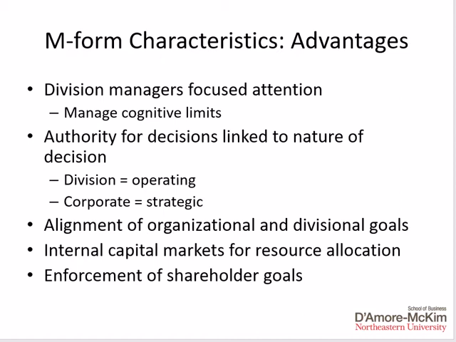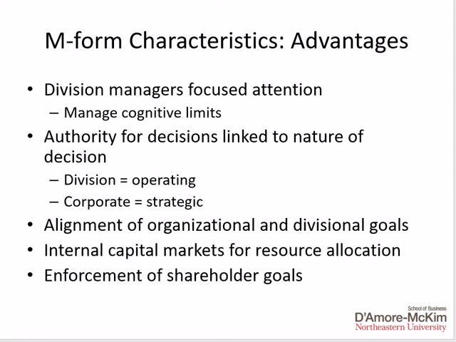Typically, divisions have operating decision control, whereas corporate maintains strategic decision control. We then will align the organization and division goals together, and we use these divisions, or these SBUs, to help with resource allocation, figuring out, in terms of internal capital markets, which unit deserves more or less capital based on their own performance, but also the growth opportunities for each of the different business units.